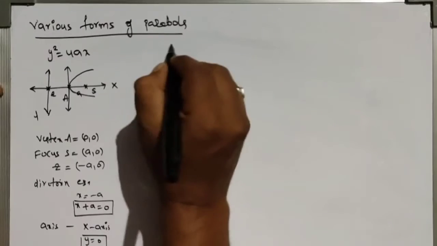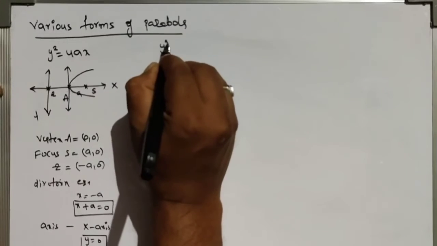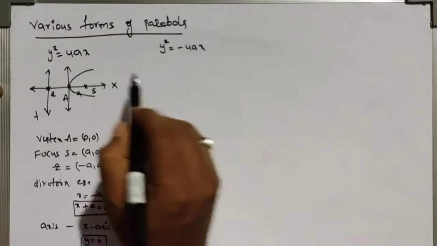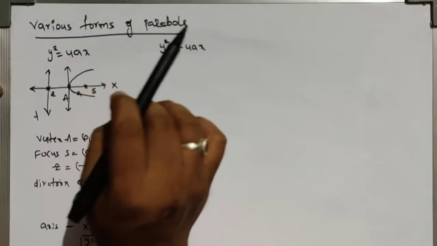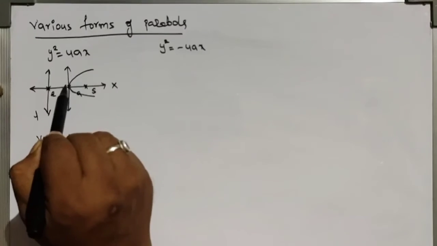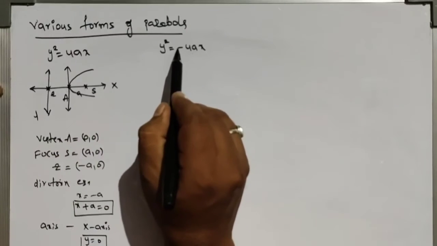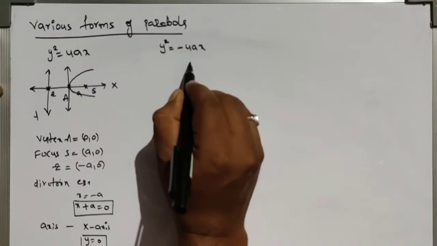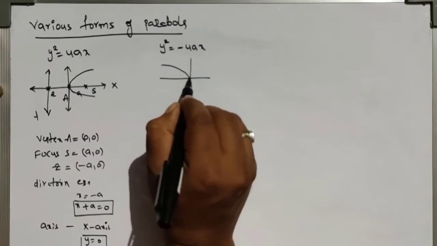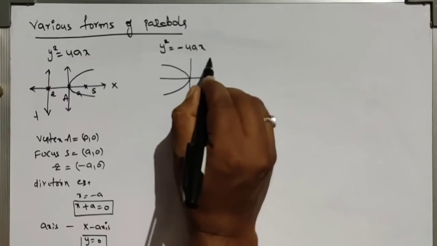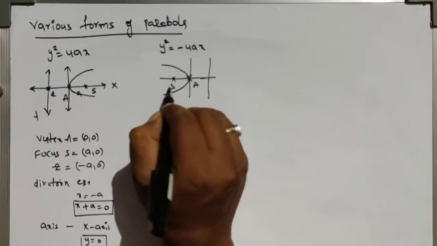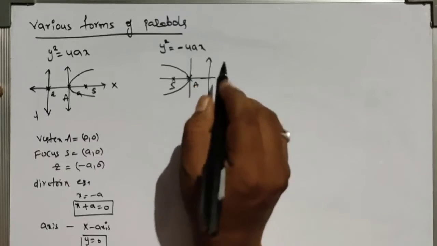Then the curve y square is equal to minus 4ax. Here is a small trick to remember: if x is positive, that's why we take the curve towards the positive side of x. If x is negative, that's why we take the curve to the negative side of the x-axis, it becomes like this. Now this is the directrix, this is the vertex A, this is the fixed point S, the directrix.